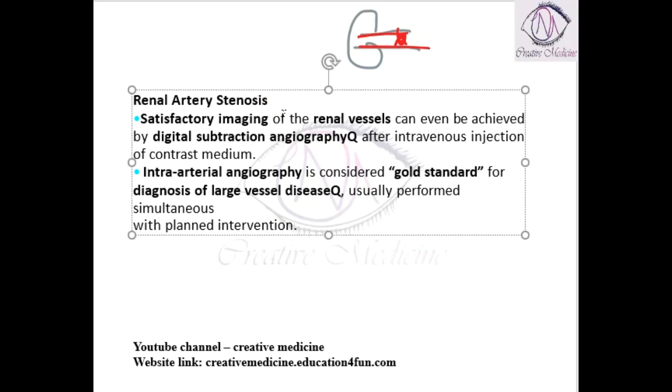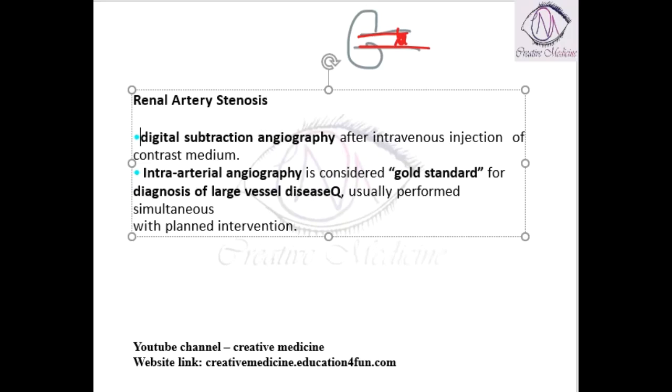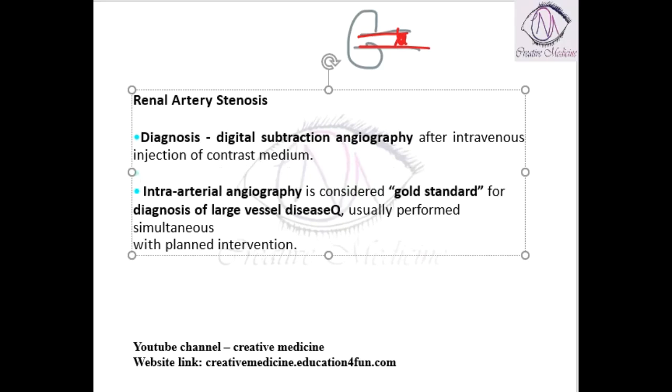Because of renal artery stenosis, you can see these renal vessels only by digital subtraction angiography. So for diagnosis of the lesion, we should do digital subtraction angiography. Digital subtraction angiography can be done after giving an intravenous contrast medium, which is important.